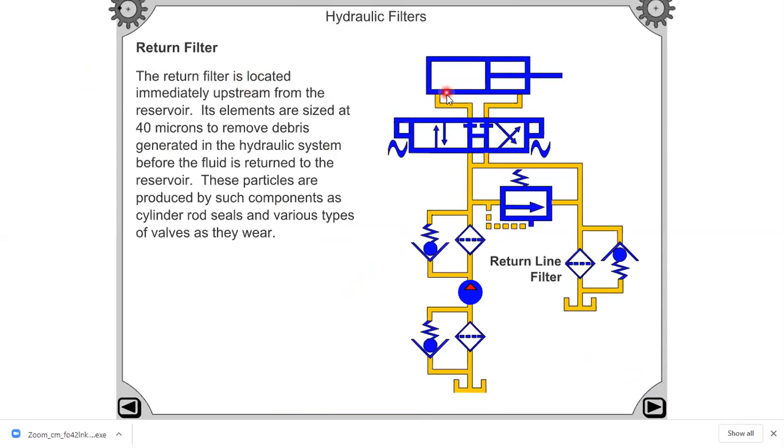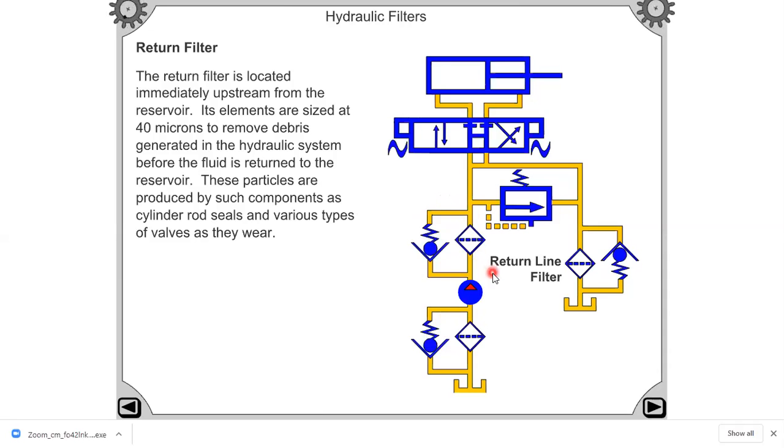Then the third one is the return filter. The return filter is located immediately upstream from the reservoir. You can see here this one is the suction filter, so it is between the pump and the reservoir. Then at the outlet of the pump is the pressure line filter, that is the finest filter.